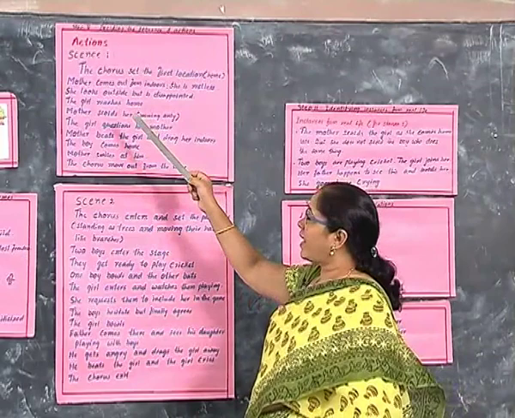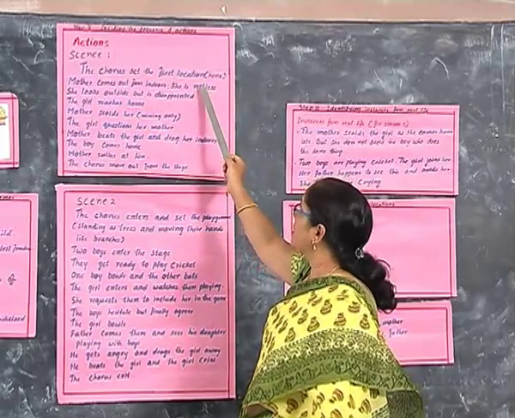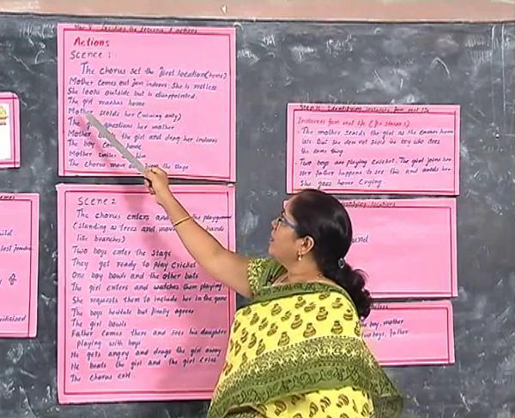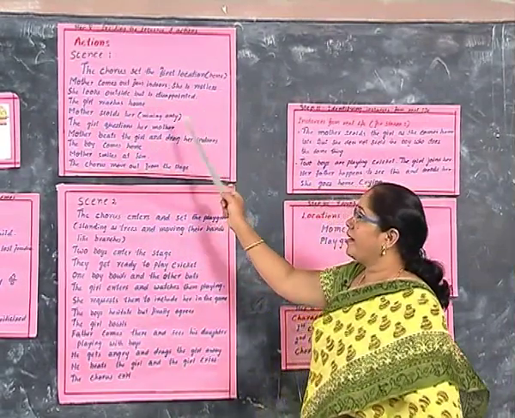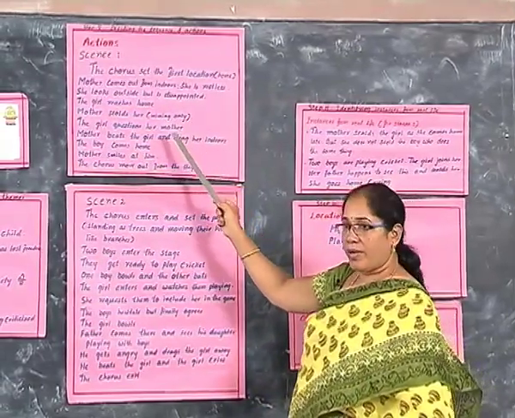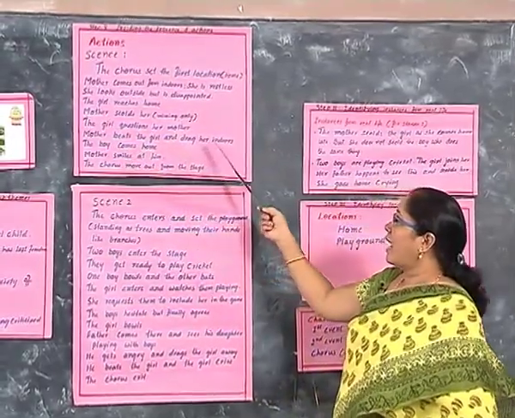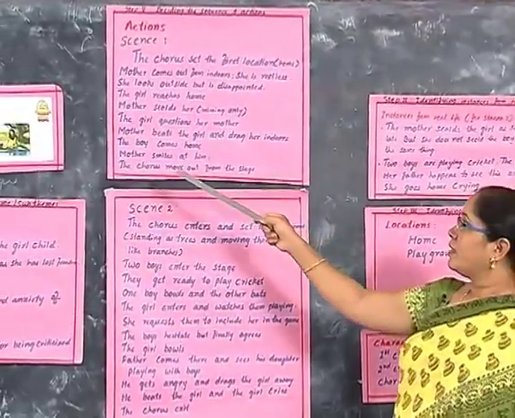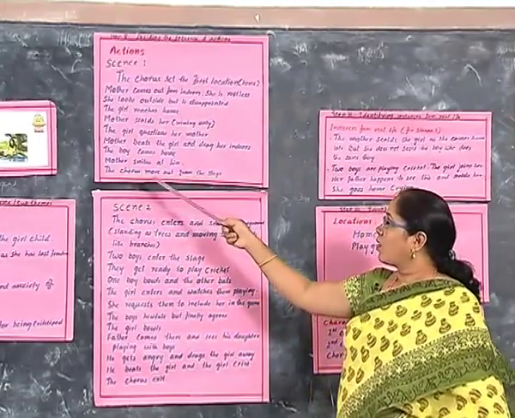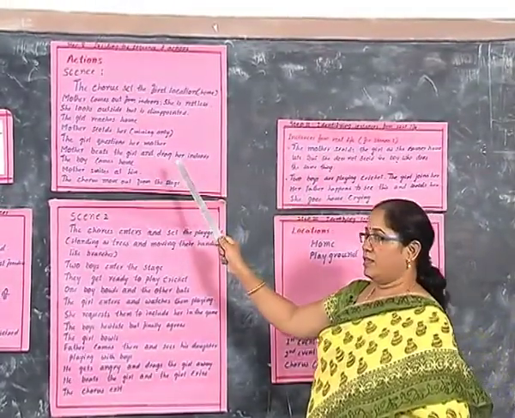Now, we have the sequence of actions for scene 1. Okay. The chorus sets the first location, that is home, and mother comes out from indoors. She is restless. She looks outside but is disappointed. The girl reaches home. Mother scolds her. It is only miming. Then the girl questions her mother. Mother beats the girl and drags her indoors. Then the boy comes home and mother smiles at him. The chorus moves out from the stage. Okay. So this is for the first instance.